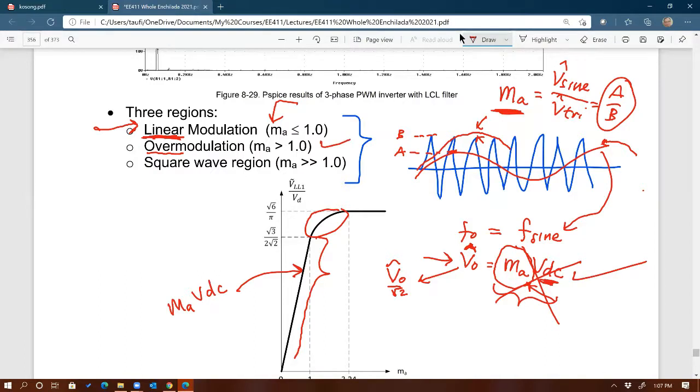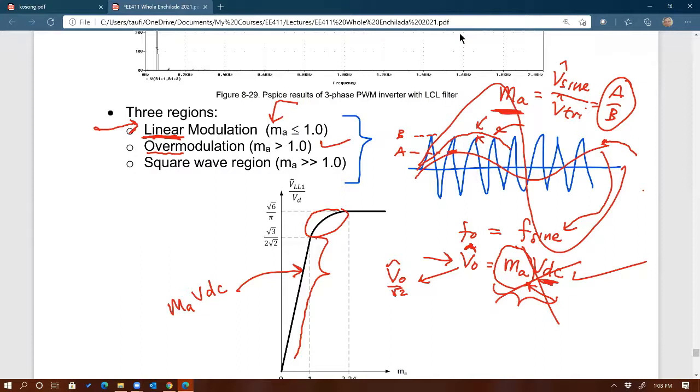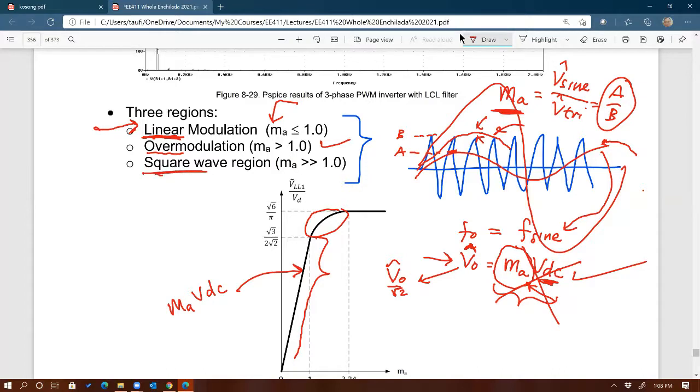Even worse is when you make this peak much larger, such as this, right? If you make the sine wave reference much larger than the triangular waveform, then you're going to end up with a fancy square wave, right? Because half of the cycle, the sine wave is always larger than the triangular waveform. The other half of the cycle, the sine wave is less than the triangular waveform, right? So therefore, you're going to end up with a square wave. That's why it's called the square wave region, where the amplitude of the output is fixed at 4 times VDC divided by pi. Okay.